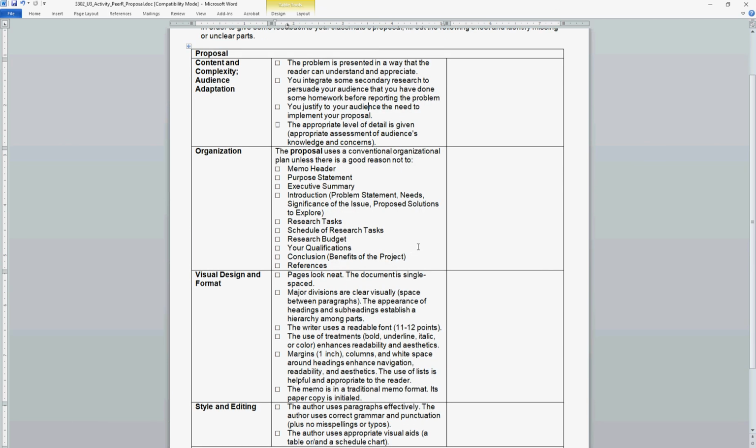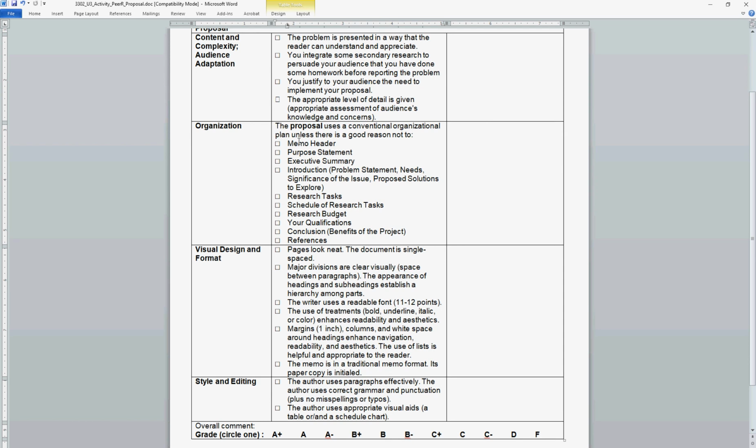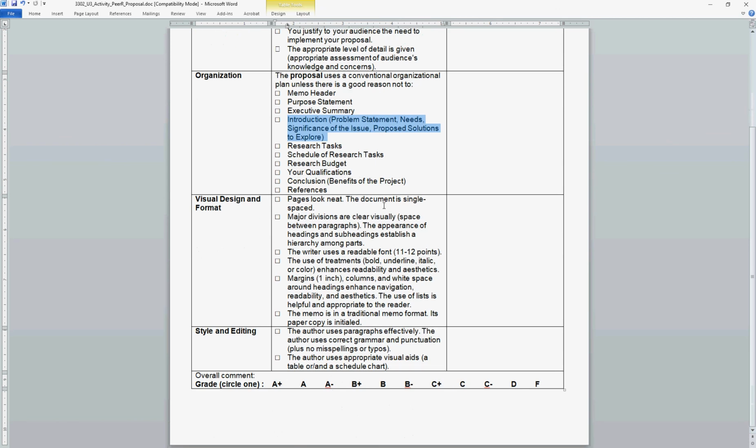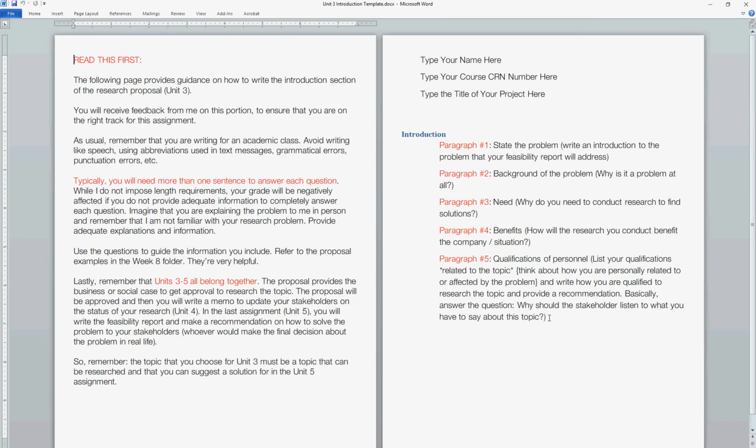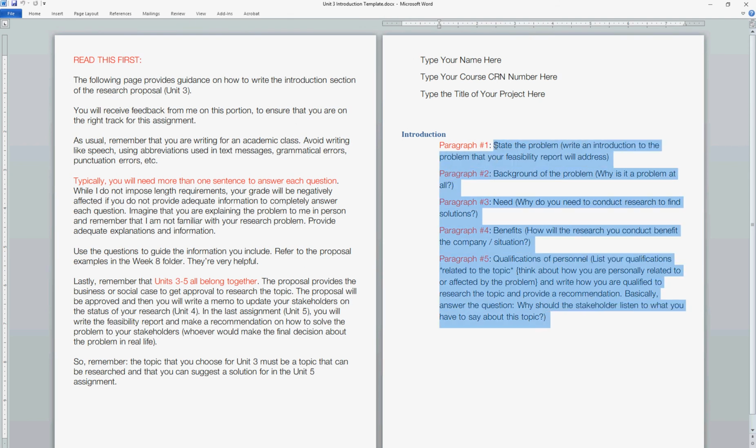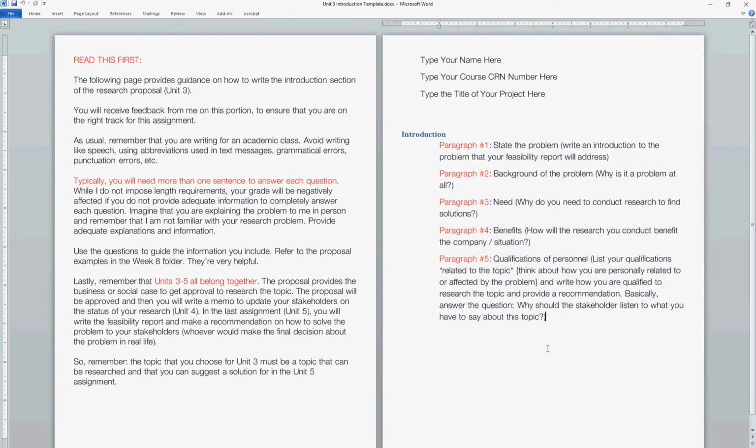Let's see. For the proposal, this goes over the entire proposal. Right now, we're just kind of focusing on the introduction, which I have already explained. Okay. And then for the visual design and format, you can really just lay it out like this for this point. In the upcoming weeks, I can go over more of some kind of fancier ways to lay out the document, but for right now, just focus on the content. Let's switch back over here.